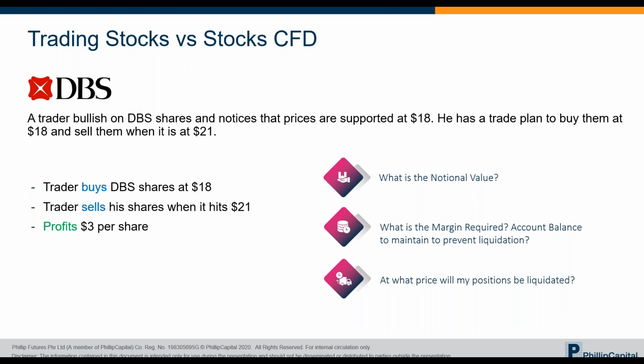So things that you need to be aware of would be what is the notional value of the contract you're trading in. So you have to understand that if I buy one lot of DBS share CFD, what is the number of shares am I buying into? Is it 1,000 shares? Is it 500 shares? So other things that you need to take note of will also be the margin that's required to trade this product, the account balance you need to maintain to prevent liquidation, and also at what price point the DBS shares need to be traded at before your positions will be liquidated. So there are many risk factors and considerations that you need to be more aware of when you are trading CFD. Okay.